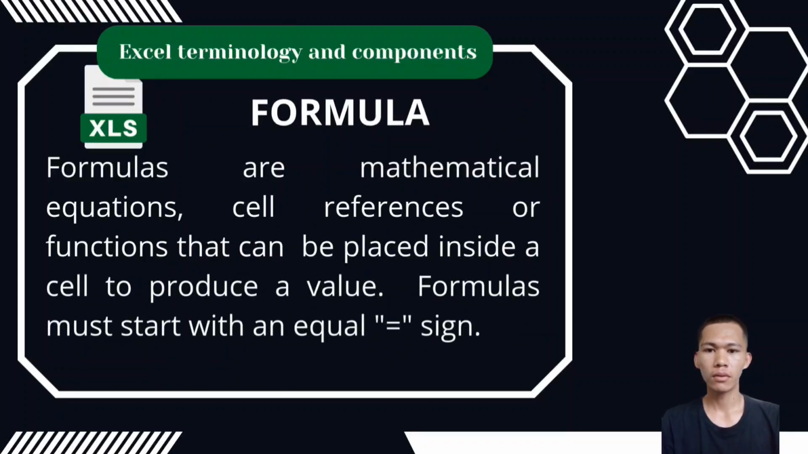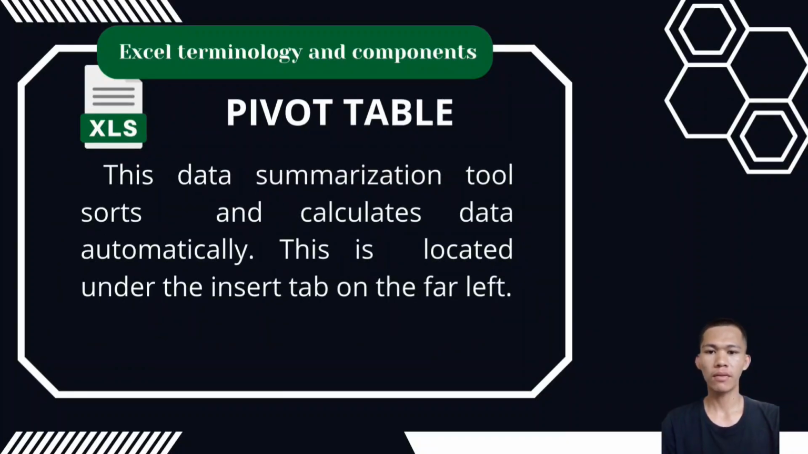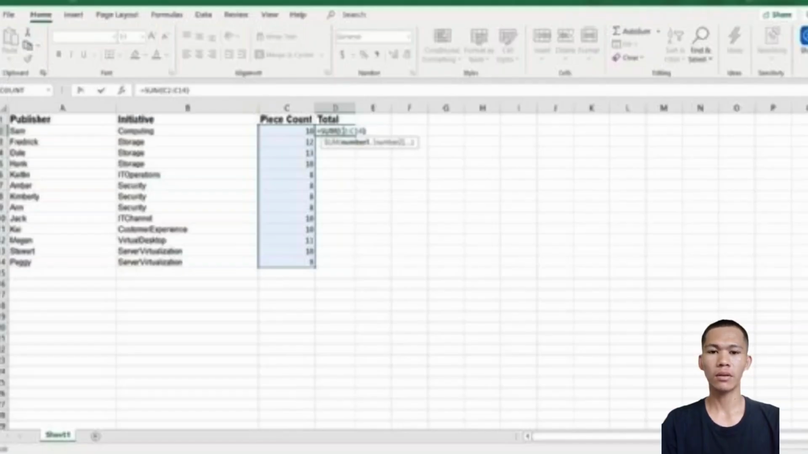Formula. Formulas are mathematical equations, cell references, or functions that can be placed inside a cell to produce a value. Formulas must start with an equal sign. Last but not the least, pivot table. This data summarizing tool sorts and calculates data automatically. This is located under the Insert tab on the far left.